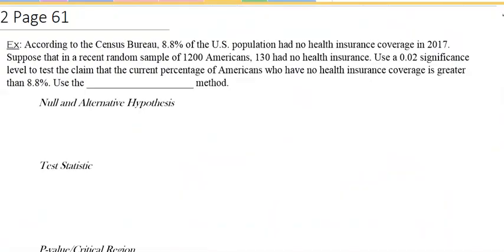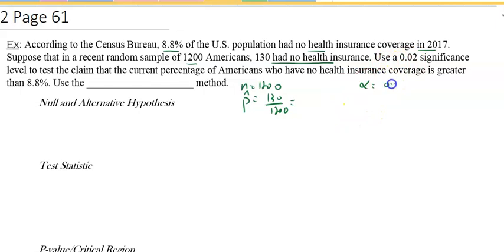And here's the first example. We have 3 examples to go over. According to the Census Bureau, 8.8% of the U.S. population had no health insurance coverage in 2017. Suppose that in a recent random sample of 1,200, 130 had no health insurance. So p hat is actually 130 divided by 1,200. I'll figure out what that is in a minute.